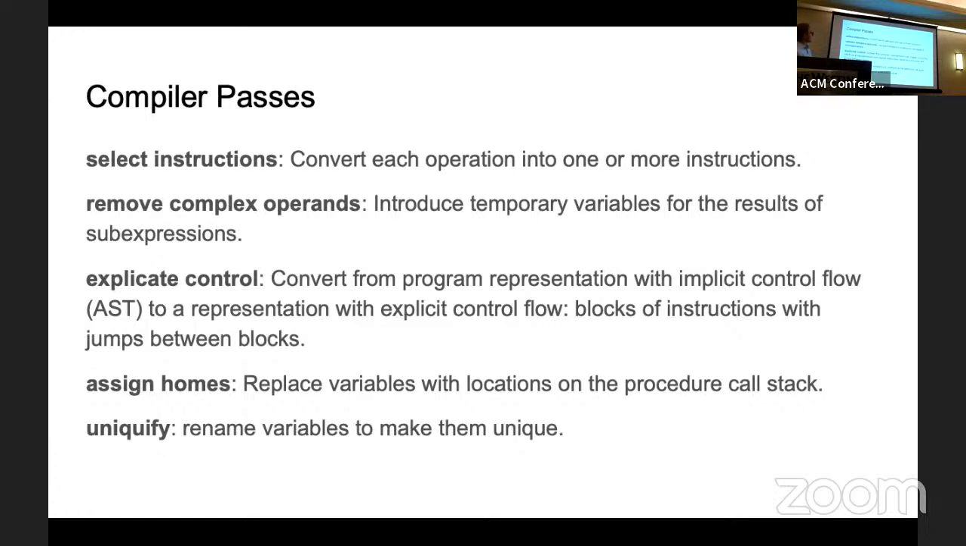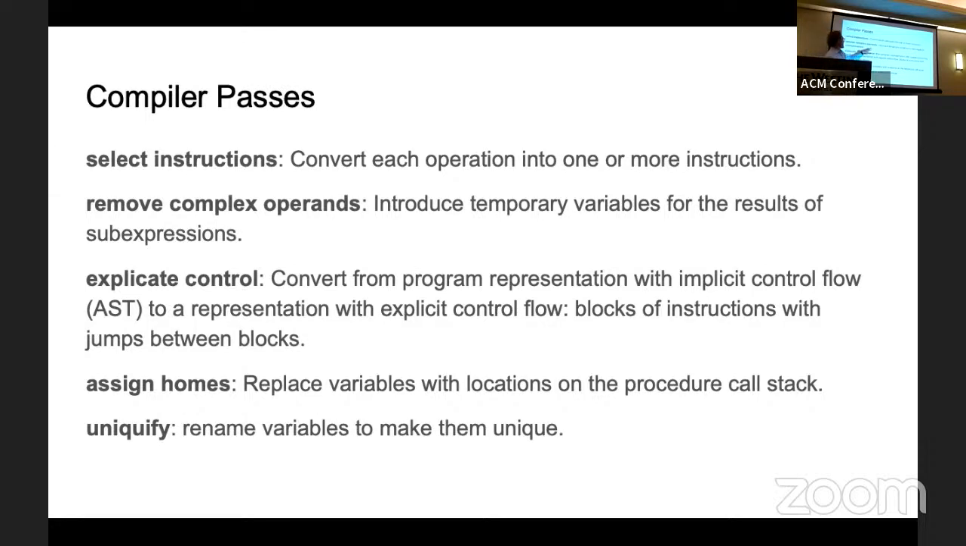And then there's going from thinking about operations like plus that produce temporary results to instructions like add q that operate on two arguments where one of them is in place. That's the job of select instructions to handle. And then separately, we have this pass called remove complex operands, or in the old days we called it opera star. It's a kind of a joke with a cleaning star.